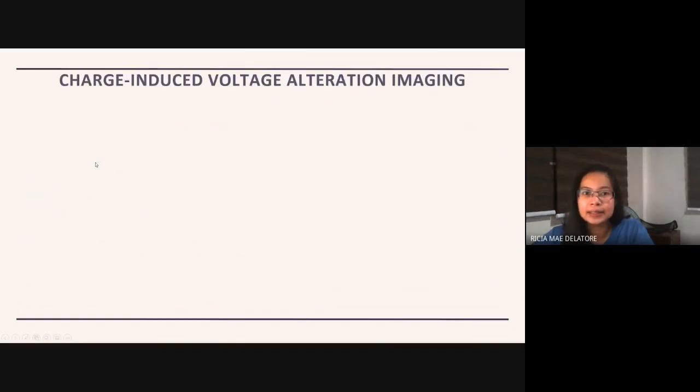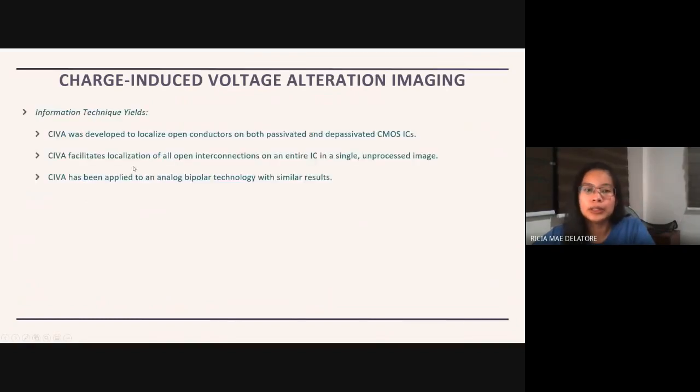The next technique is called charge-induced voltage alteration imaging or CIVA. This technique was developed to localize open conductors on both passivated and depassivated CMOS ICs. Also, CIVA facilitates localization of all open interconnections on an entire IC in a single unprocessed image. CIVA also has been applied to an analog bipolar technology with similar results.